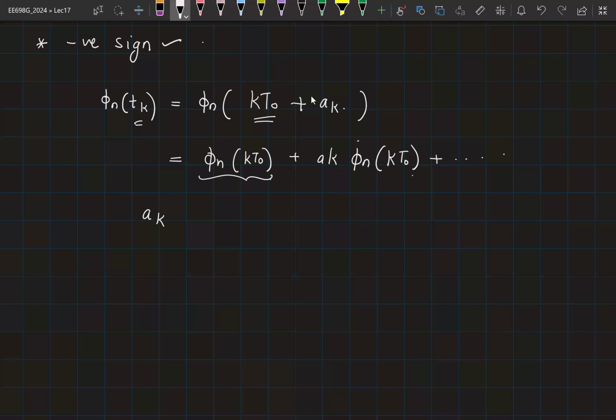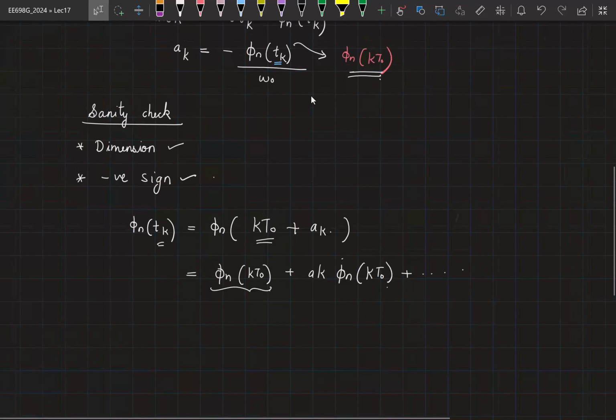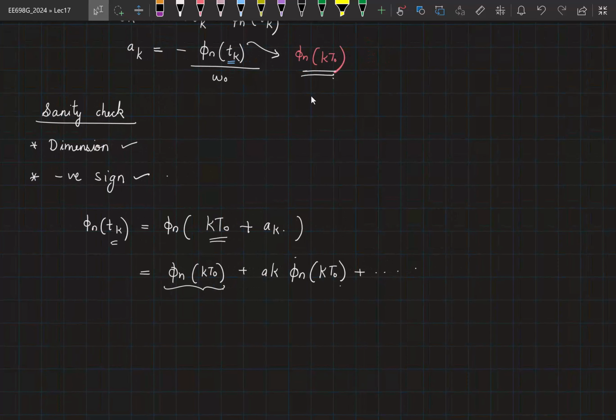So give me an expression for Ak. We'll take it from there. Phi n of Tk upon phi n of Kt naught minus 1. Sorry, Tk. Still it's in terms of phi n and Kt naught, right? So you can use this expression and this expression, and then can you simplify and give me an expression for Ak?